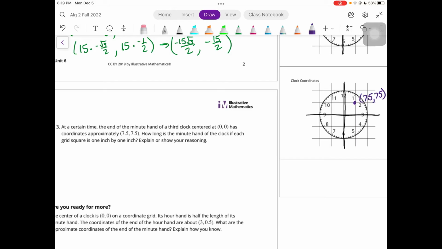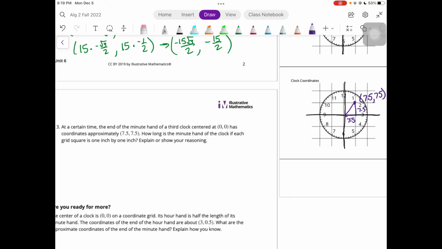And so what does that tell us about that angle? Well, we know the angle has to be a 45-degree angle, which is the same thing as pi over 4, because that's an isosceles right triangle. When we draw that triangle, our height is 7.5 and our base is 7.5. So how long is the minute hand of the clock if each grid square is 1 inch by 1 inch?